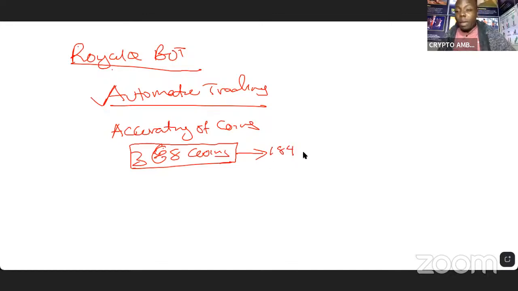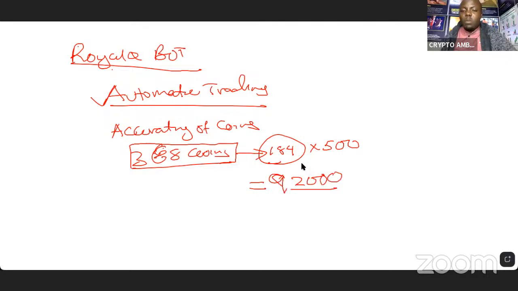And I personally recommend that if you want to win big, a good capital would be $500 per coin. So you get 184 times $500 per coin. You see, this is around $92,000. Because with this capital, you can easily come to your bot and say, these are my settings. I have $500 and I want to open up 100 margin calls.